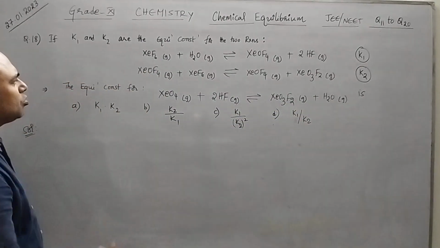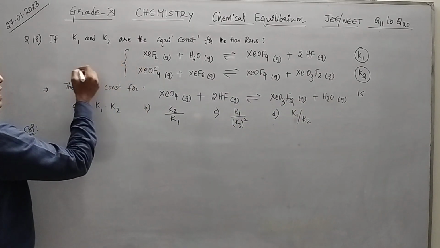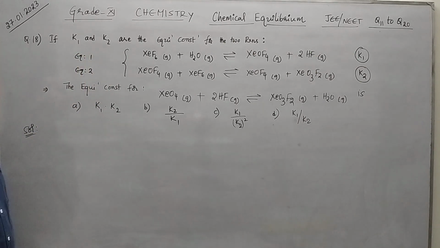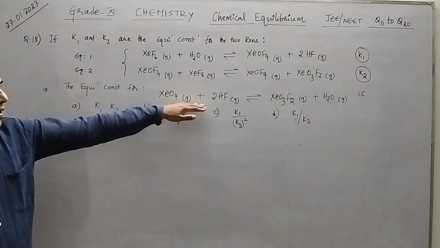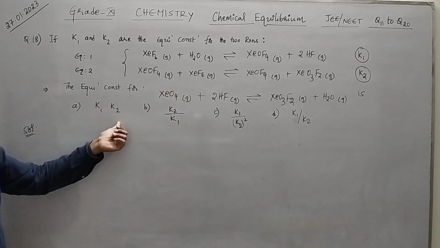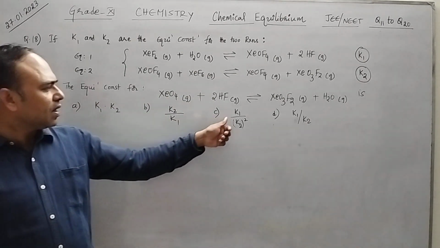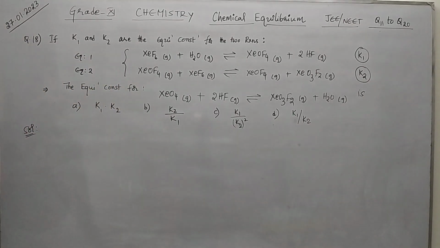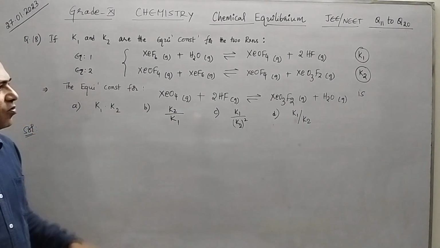So what you need to do is, you have to convert equation 1 and equation 2 in such a way that you will get the required equation. So options are there: K1 into K2, K2 by K1, K1 by K2 square, and last one is K1 by K2. So let's start the solution. Hope you have got an idea. Even in thermodynamics also we have done similar type of questions.